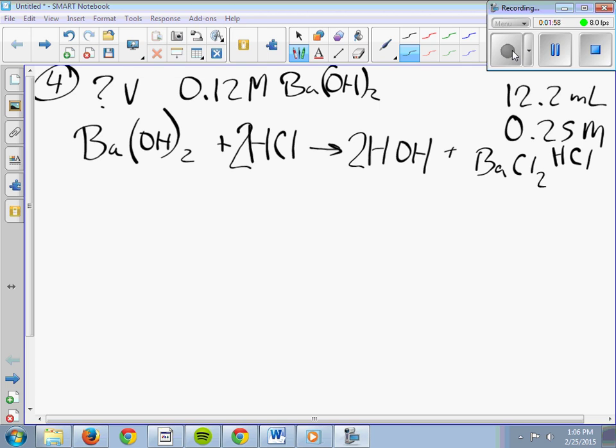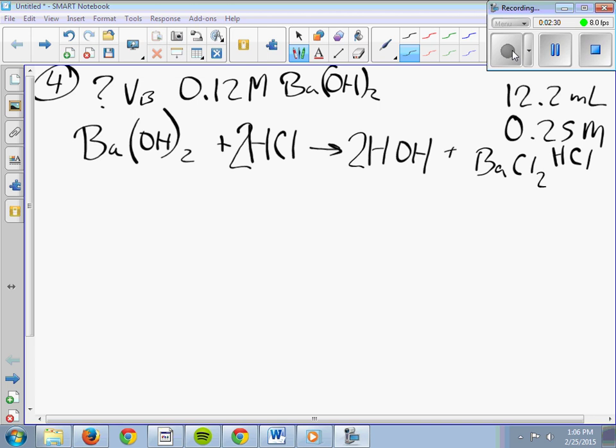As far as where to start, with all these you're going to have 4 things usually. Volume of base, volume of acid, concentration of base, concentration of acid. We don't know the volume of our base. We know the concentration of our base. We know the volume of our acid and the concentration of our acid. So start with the one you know the most about. 12.2 milliliters of 0.25 molar HCl.